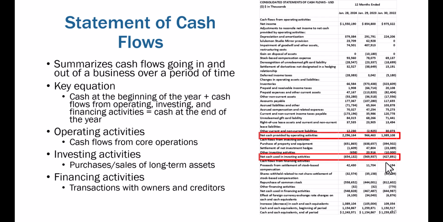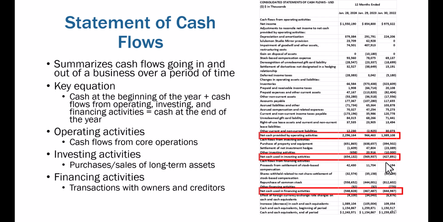Financing activities, transactions with owners and creditors. We can see for Lulu, it's a negative, and in the most recent year, it's a negative 548 million. They're repurchasing stock, so they have extra cash. Lulu's in the position where they have extra cash. They don't know how to invest it all. When I say they don't know how, it's just that they don't necessarily have a good investment right now that they can think about. They're making some investments, but they still have extra cash.